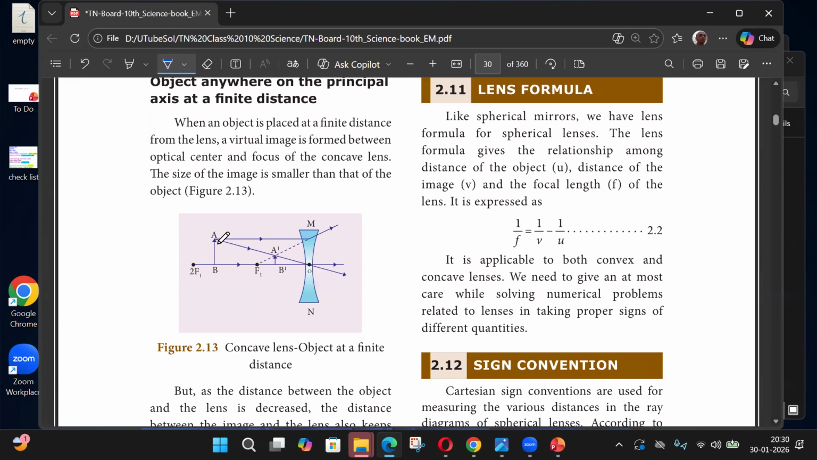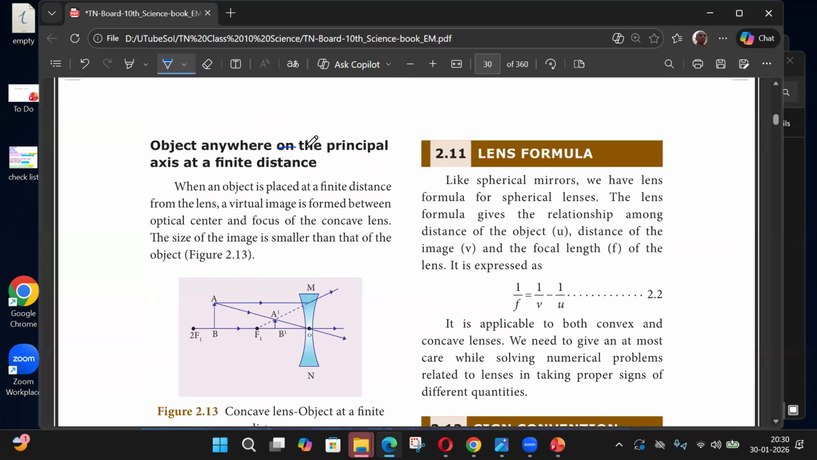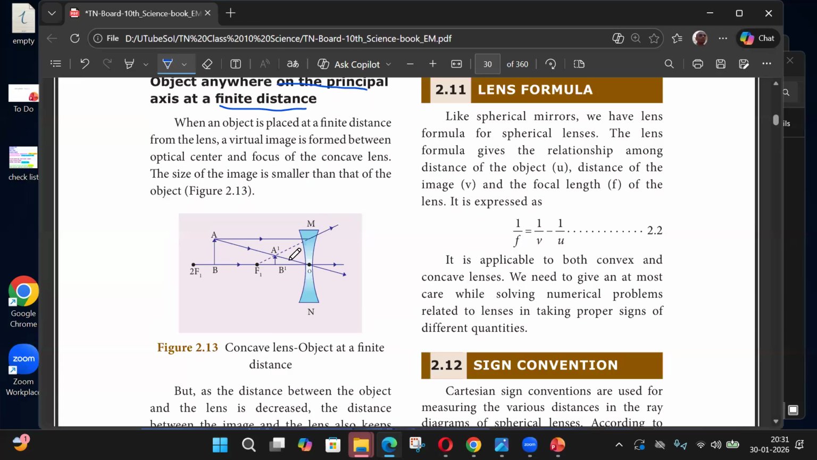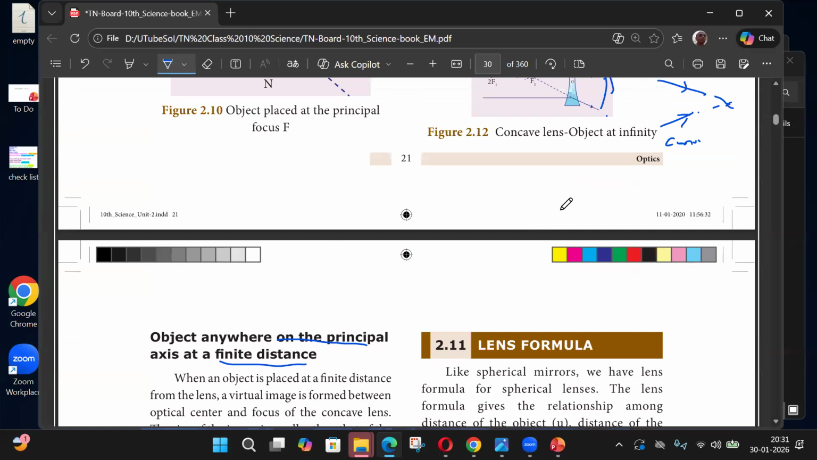So this is the object. This thing is A prime B prime, and it's erect, but it's a virtual image because this thing is got by projecting the light rays backwards. So this is not a real light ray. So for an object anywhere on the principal axis at finite distance, this will become a point image. Otherwise, it becomes a smaller image. So if you keep moving this thing far and far away, this thing will become smaller and smaller. When this thing is pushed to infinity, this small thing will become a point, like this case.